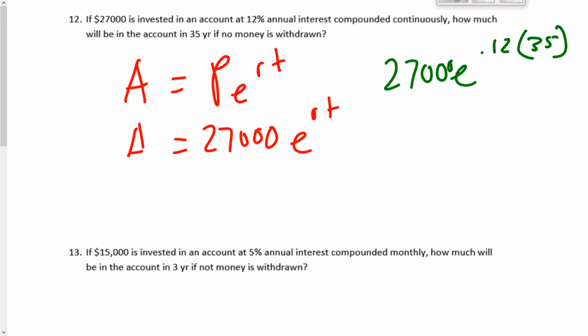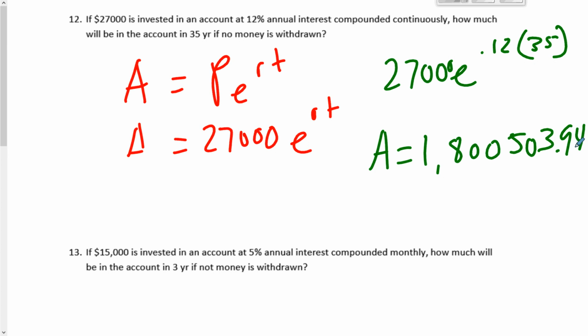So here we would get the amount in our account after 35 years for our retirement. We would get $1,800,503.94. So if you can invest $27,000 into an IRA for 35 years and not take from it, when you retire, you would have about $1.8 million. Now that interest rate is pretty high, but that's the average interest rate. If you just leave in your money, it might go up and down, but it usually averages every 10 years about 12%.